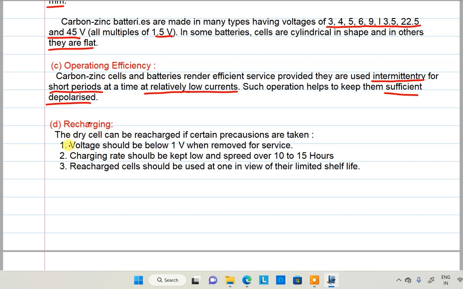Recharging. Dry cells can be recharged if certain precautions are taken. While you are recharging this particular battery, we have to take these precautions. What are the precautions here? The voltage should be 1 volt when removed from service. That means, for example, if you are using a 2 volt battery, whenever it reaches 1 volt, we disconnect it from the load and recharge.